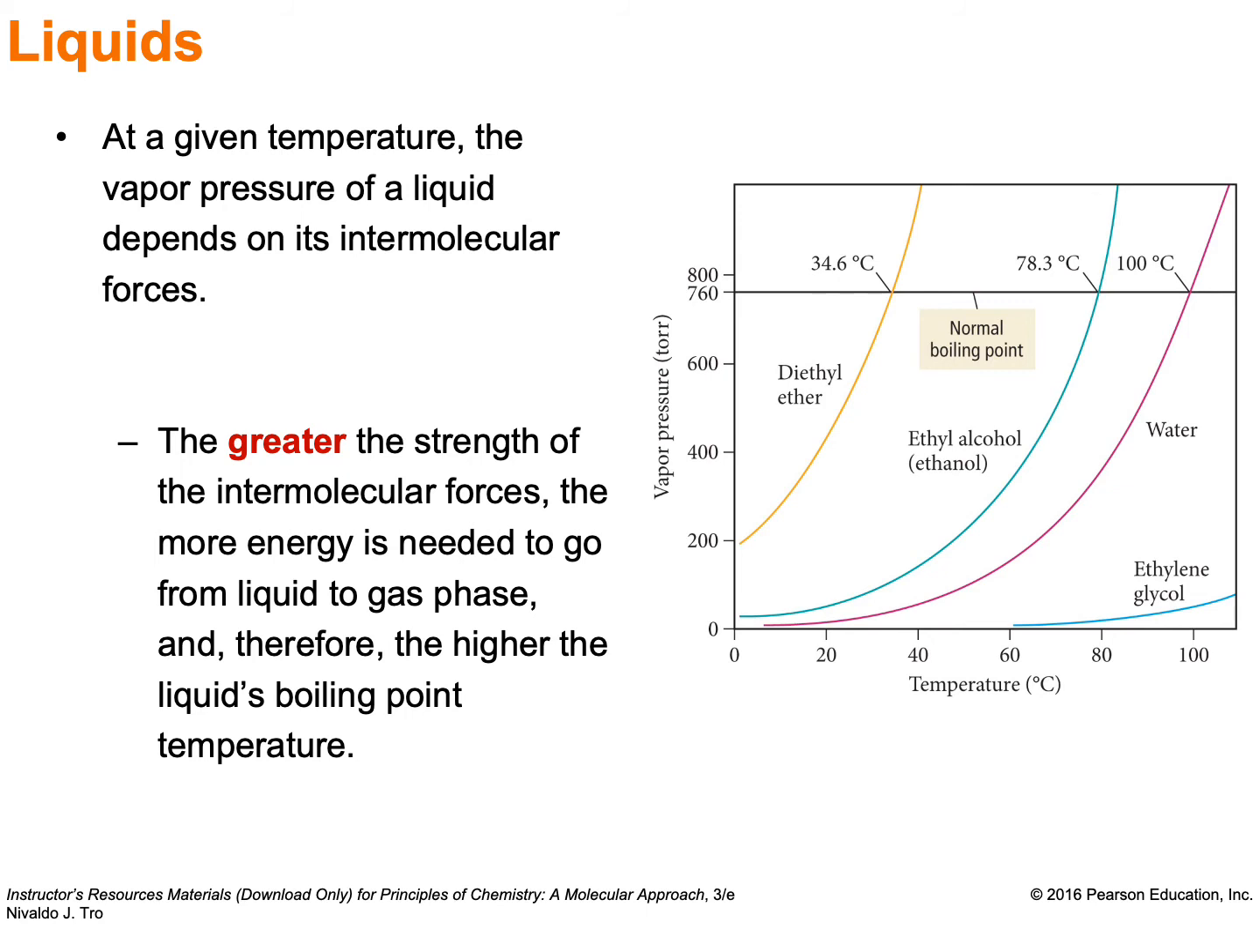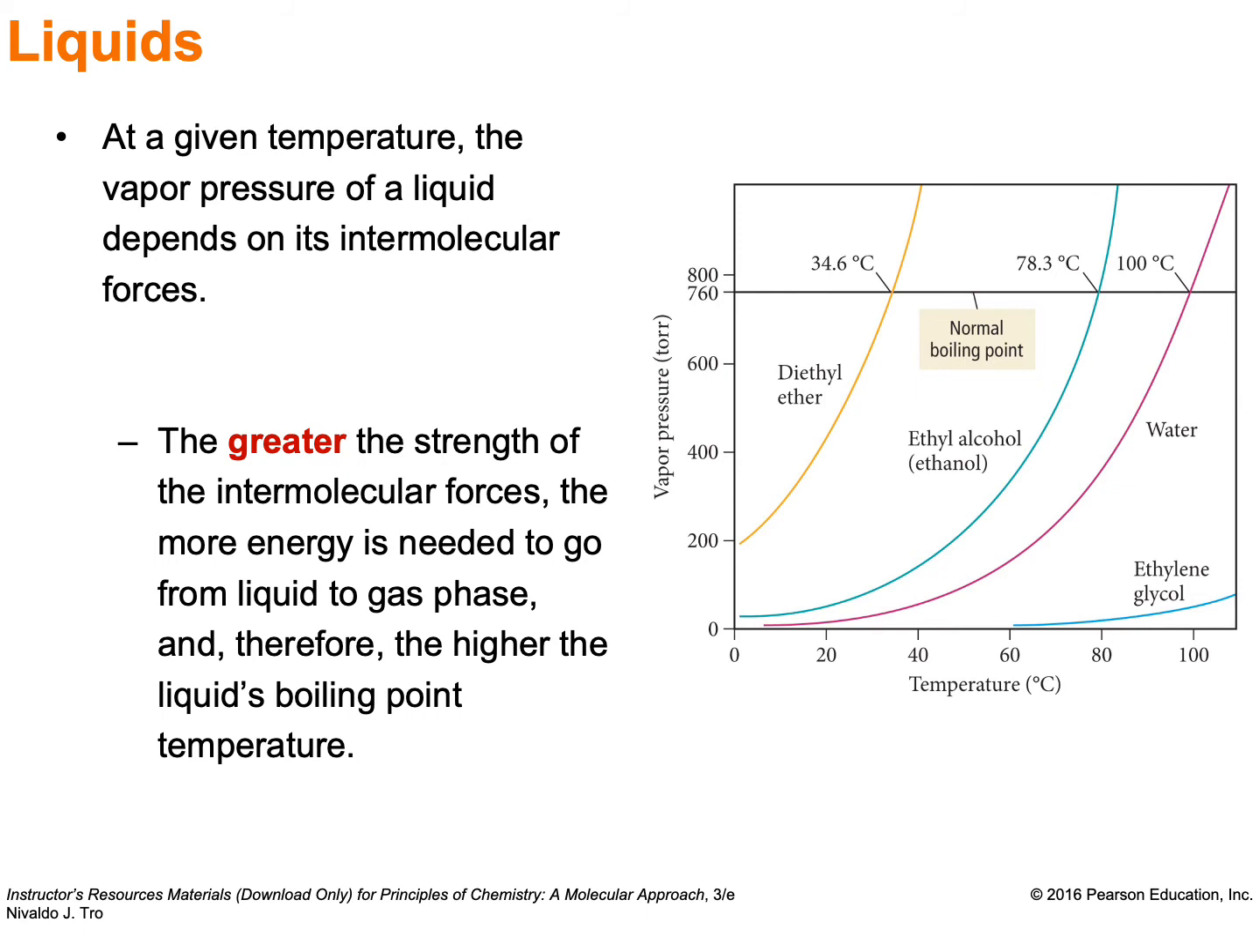Recall what vapor pressure is. The vapor pressure is the boiling point of any liquid at atmospheric pressure. At a given temperature, the vapor pressure of a liquid depends on its intermolecular forces. The greater the strength of the intermolecular forces, the more energy is needed to convert it from a liquid to a gas. Therefore, the higher the boiling point temperature.